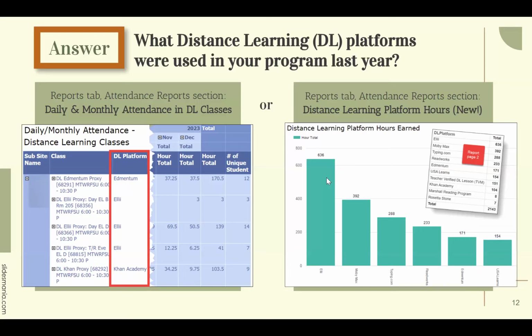eyeball of your DL programs and how many hours in each one of the platforms. This was a little bit easier to also see the total number of hours in each one of the platforms. So this example has 636 hours in LE, 392 in Moby Max, etc. And then there's a second page that we have a little tidbit here that lists them out in a little table. Okay.